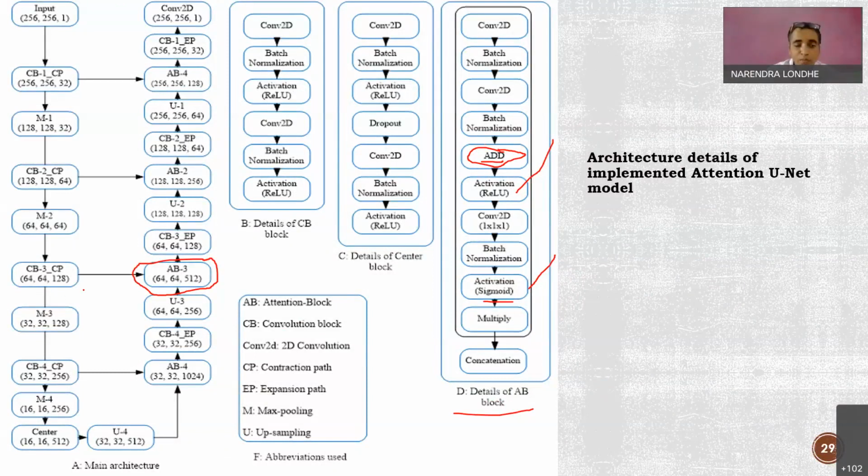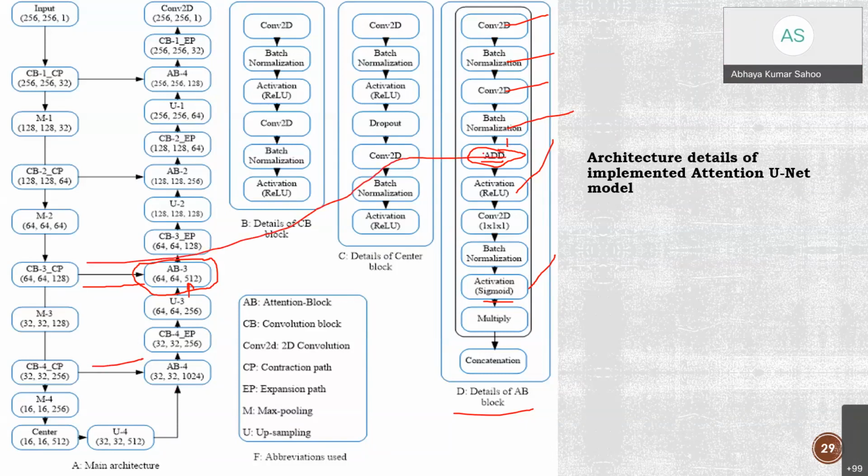Come here. You see this skip connection is here to this attention block, right? So what will happen? You will be taking these features. These features will be taken up, and it will go through this convolution block, batch normalization, convolution, batch normalization, right? And the output here will be added with this input here, right? Yes, added with that convolution block part.